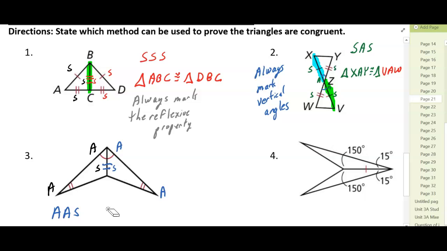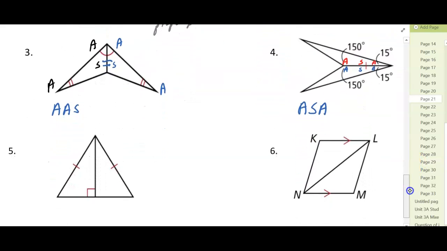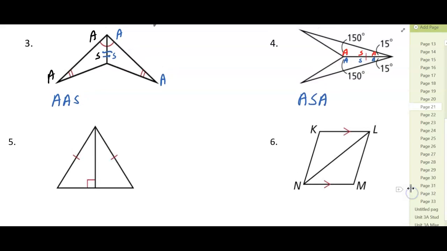What about number 4? Here we got some information. Instead of tick marks, we have numbers. If you look at, you got 150, that's an angle. You have the side tick marked, and then you got this angle of 15 degrees. In the triangle at the bottom, you got the angle of 150, you have the side, and you have the angle. So these are congruent by angle, side, angle. If you want to pause the screen and try problems 5 and 6 on your own, go ahead.